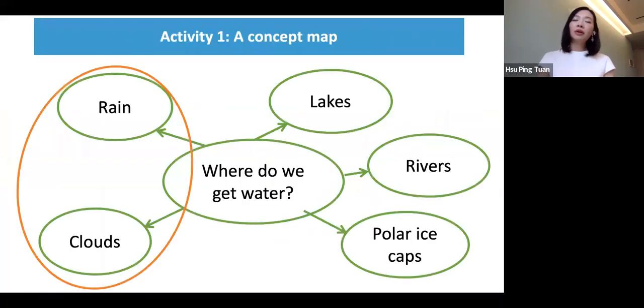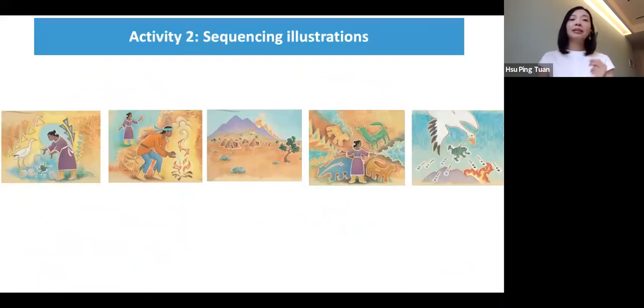And you may wonder, okay, what if my students don't have any background knowledge or prior knowledge about this topic? Then what can we do? That is totally okay. Then you can try this activity. This activity is called sequencing illustrations. So you can screenshot the pictures from the textbooks and put them in random order.